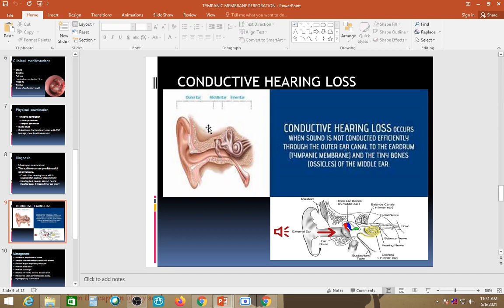This is the bone structure. When we talk about conductive hearing loss, it can be affected in the tympanic membrane as well as the malleus, incus, and stapes footplate. These three together are called the ossicles. But when we talk about sensorineural hearing loss, it is affected in the inner ear.